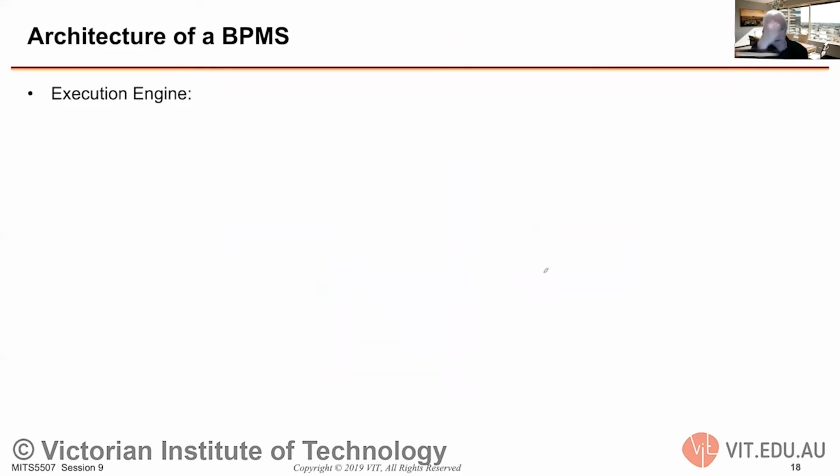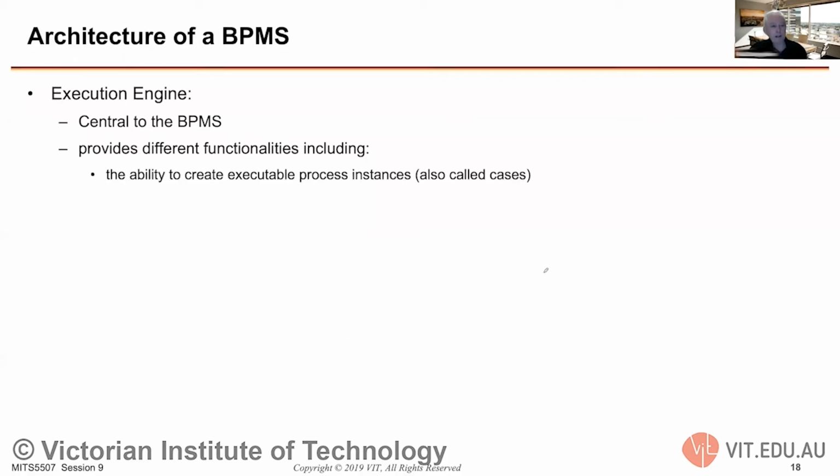Okay, let's talk about them. So the execution engine itself. So the execution engine is central to the business process management system, always. Okay, so it provides a lot of different functionalities, and these include the ability to create executable process instances. So every time a piece of work arrives and a business process is to be performed, that becomes an executable process instance.